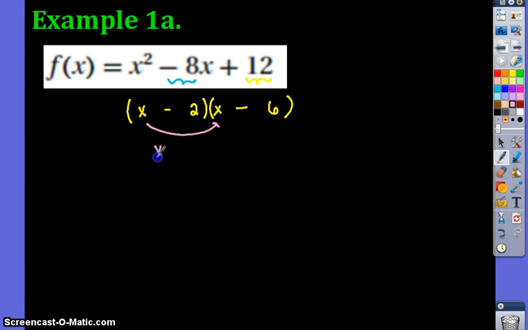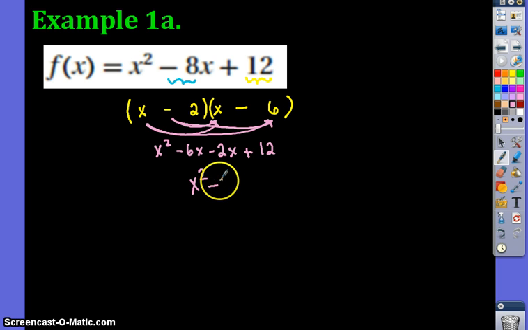And so I'll just do that step right here. x times x is x squared. x times negative 6 would be negative 6x. Negative 2 times x would be negative 2x. And then negative 2 times negative 6, that would be our positive 12. When you combine those like terms, you get x squared minus 8x plus 12, which is what we were hoping to get. Okay, so I'm going to go ahead and erase that really quickly.